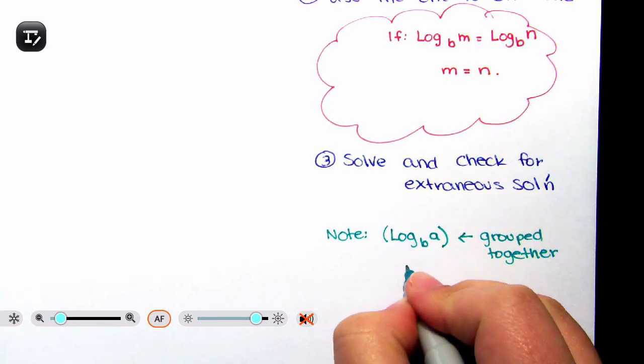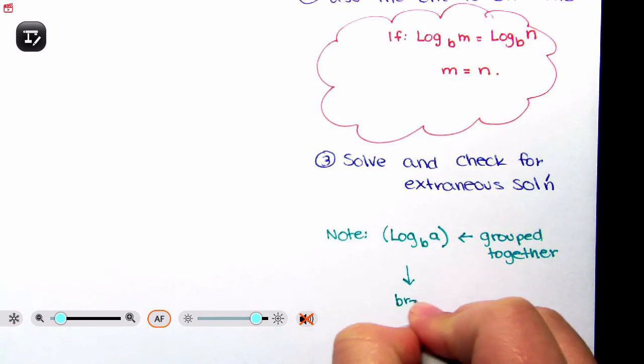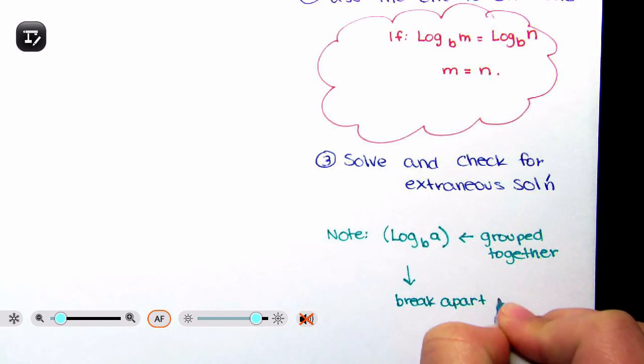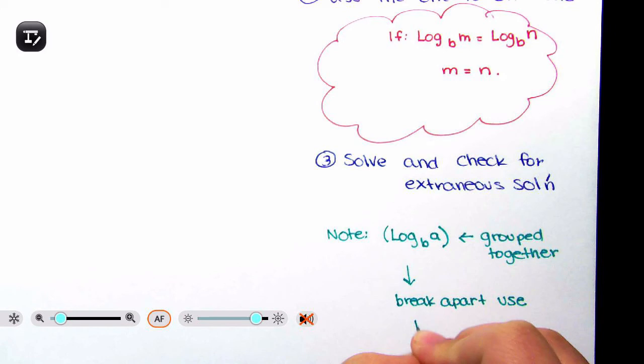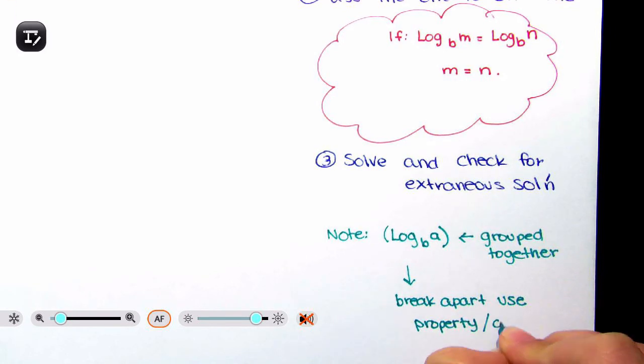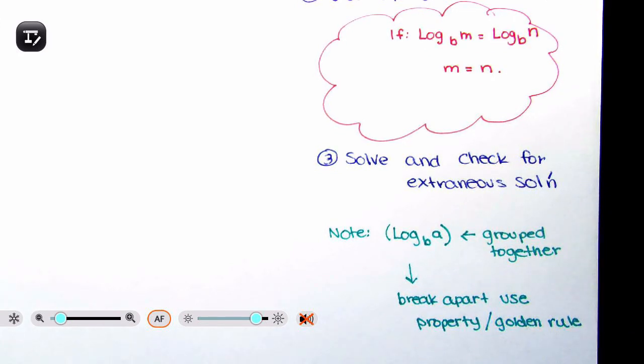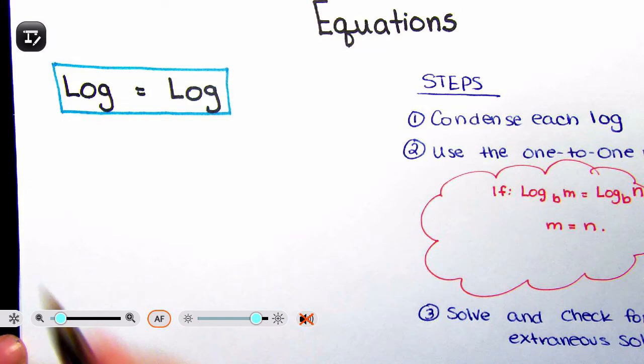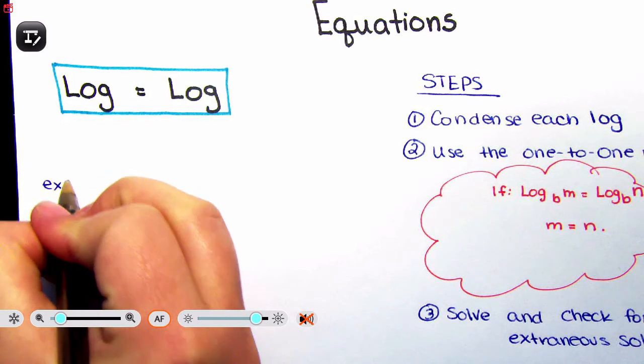To break apart, you need to use a property. And I'm going to call it, again, the golden rule. It's not the official name of it. So let's jump into an example. We'll start out with one easier example, and then we'll do one example that's a little bit more complicated.